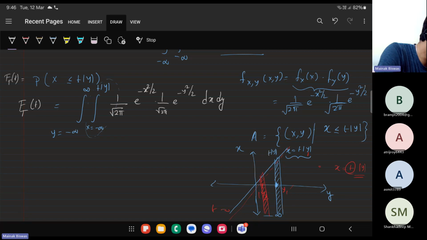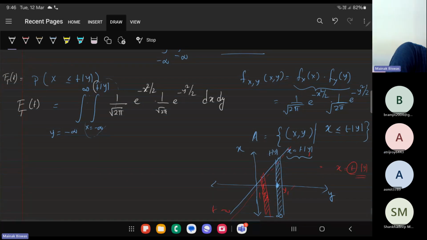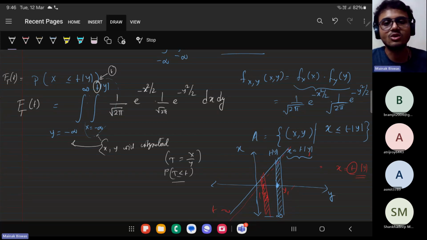Do you see that the integral that you have is only going to be a function of t once you integrate it out? After you perform all the integration, it will become a function of t, yes or no? Because your inner limit depends only on t, and x and y will be integrated out, right? That's what you had expected, yes or no? Because t was written as x by y, and you are trying to find t less than or equal to t. So it should be a function of t only, not x and y, right?